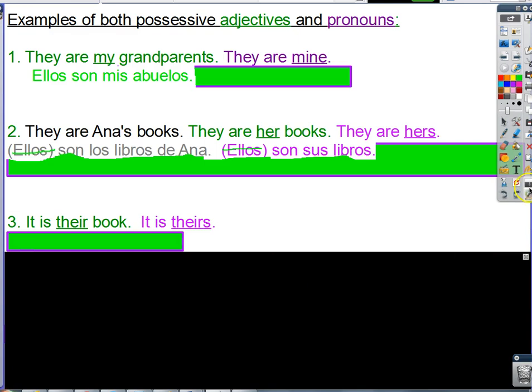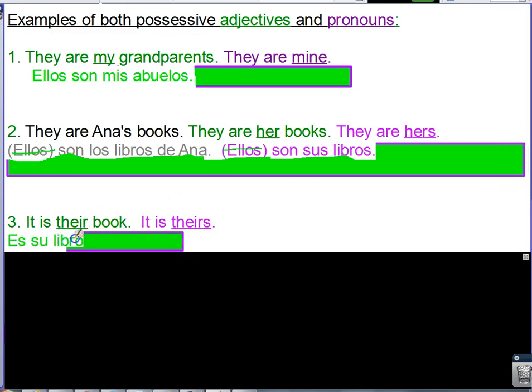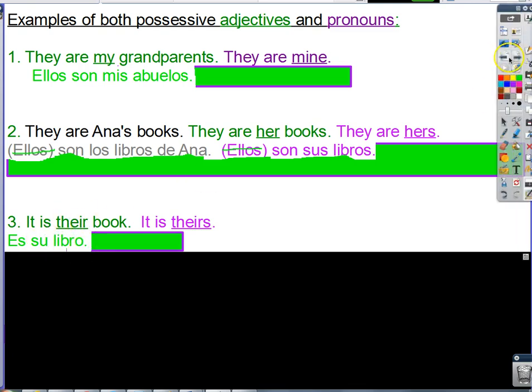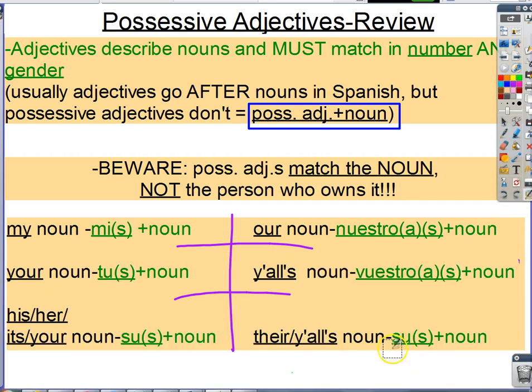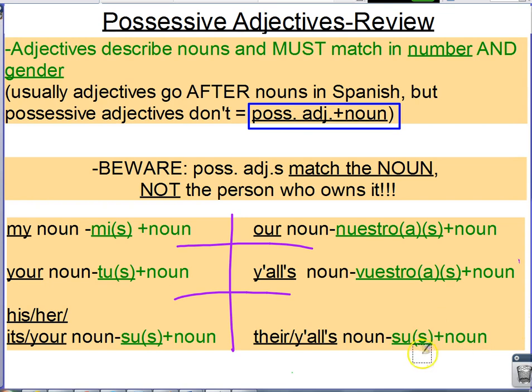It is their book. You can't say it as the subject of a sentence, so es, su libro. Su has to match libro. And when you're saying their, you have to decide between su or sus, and since it's only one book, su.